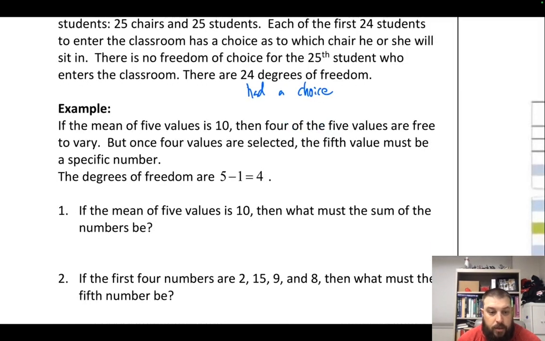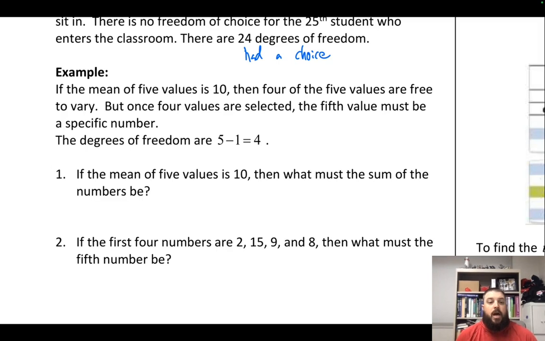All right, let's look at another example here with some questions. If the mean of 5 values is 10, then 4 of the 5 values are free to vary. But once 4 values are selected, the 5th value must be a specific number. So the degrees of freedom are 5 minus 1, so 4.